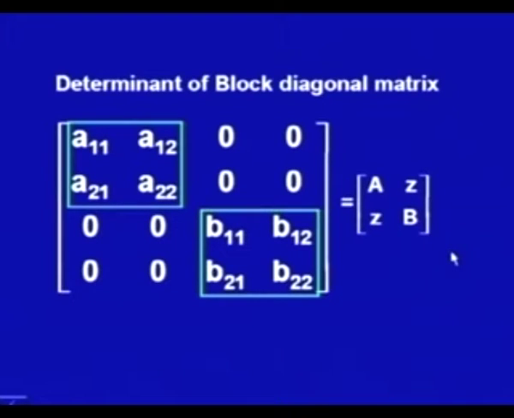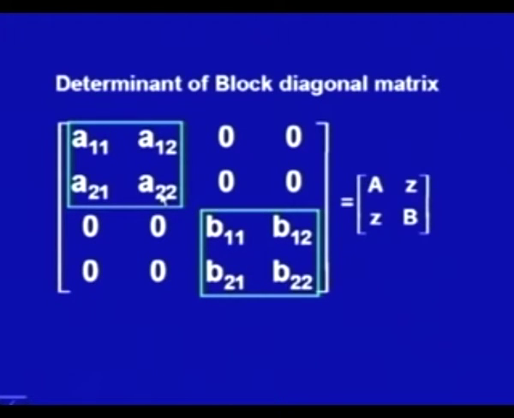If it is a block diagonal matrix, then how can we calculate the determinant? If we have a 2 by 2 diagonal matrix, then A is a simple singleton, B is a singleton, Z is 0, Z is 0, and the determinant of this matrix will simply be the product of these two terms, that is A into B. But in this case I have not a singleton, but a matrix of order 2 by 2 as the B matrix. So how can we calculate the determinant of this matrix?